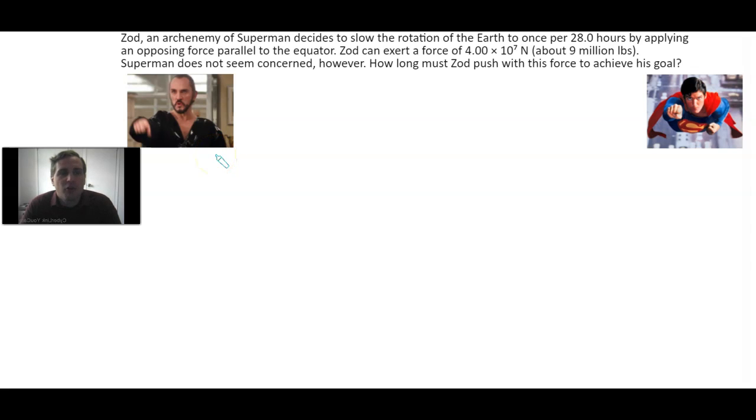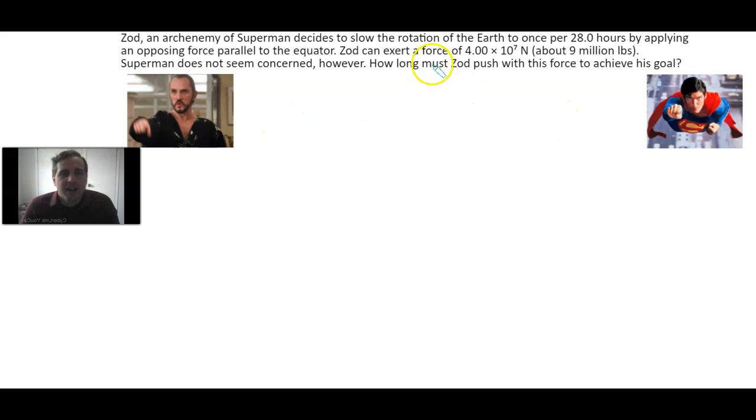I would like to perform a calculation of rotational dynamics using torque and also rotational kinematics. This is somewhat of a more fun problem, but it's also somewhat long. So we have Zod. This is General Zod, who's the arch enemy of Superman. By the way, this is General Zod and Superman from the classic movies from the late 1970s and early 1980s.